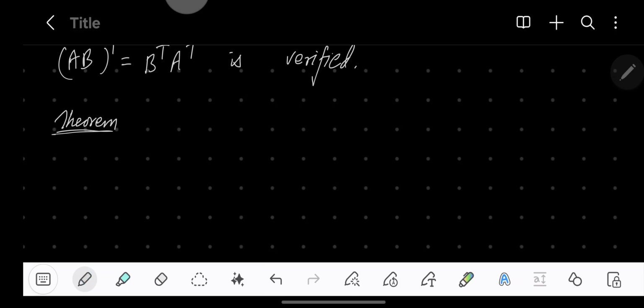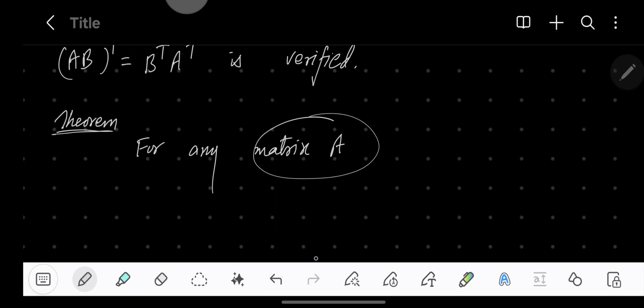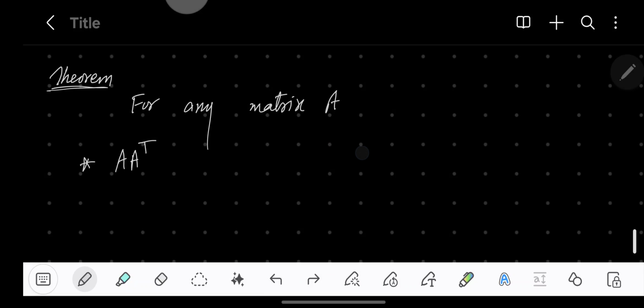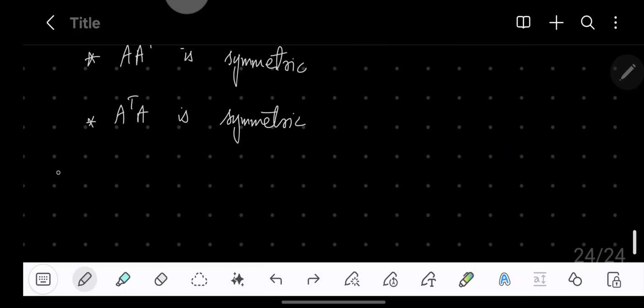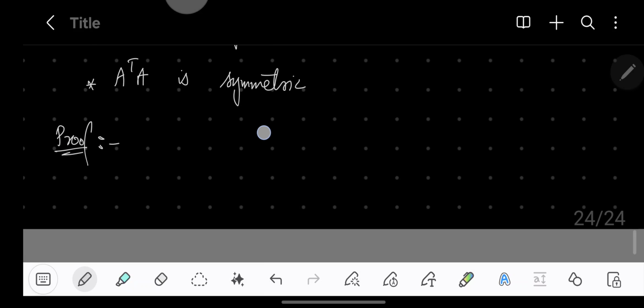The next part is the theorem. The theorem says that for any matrix A, the matrix A times A transpose is always symmetric. Also, A transpose times A is also symmetric. So this is the theorem which we have to prove. So here is the proof.